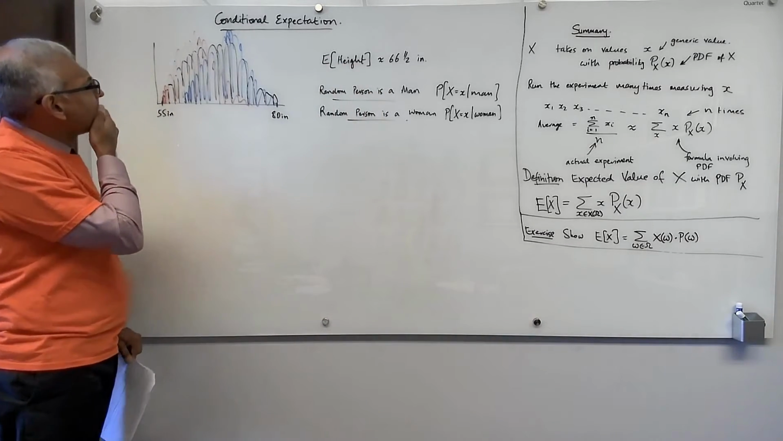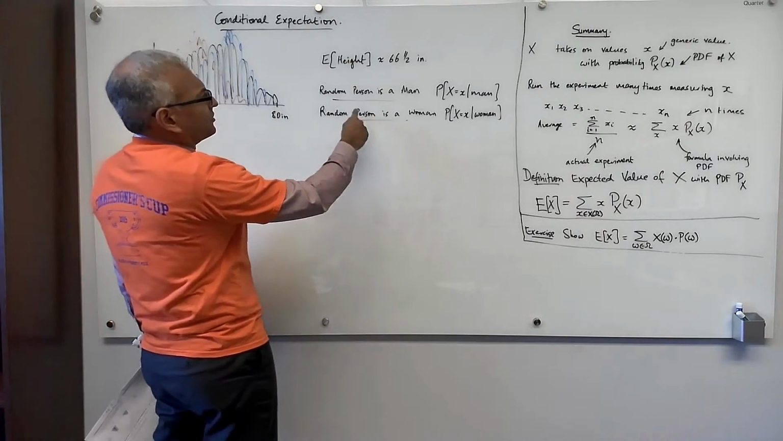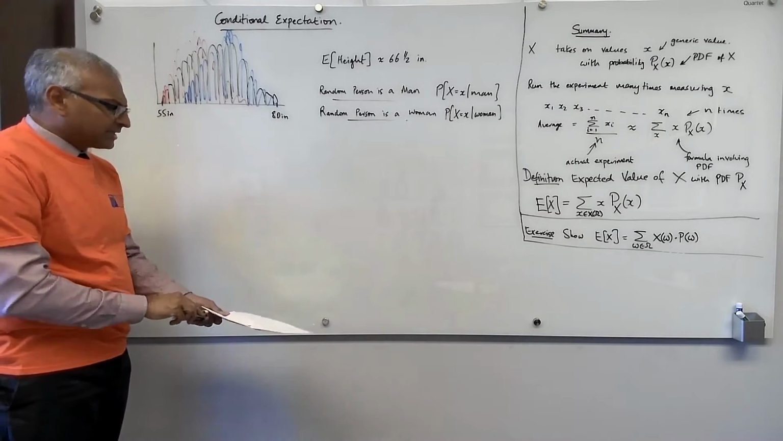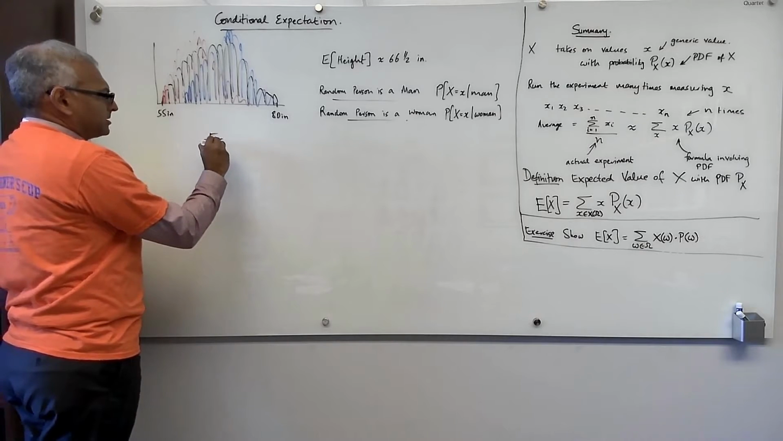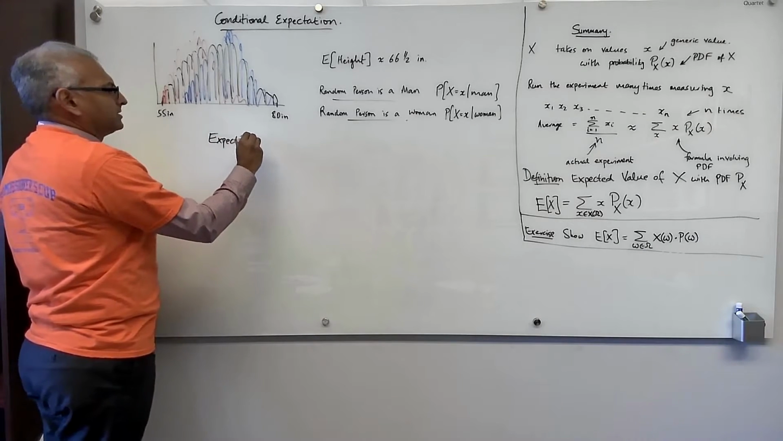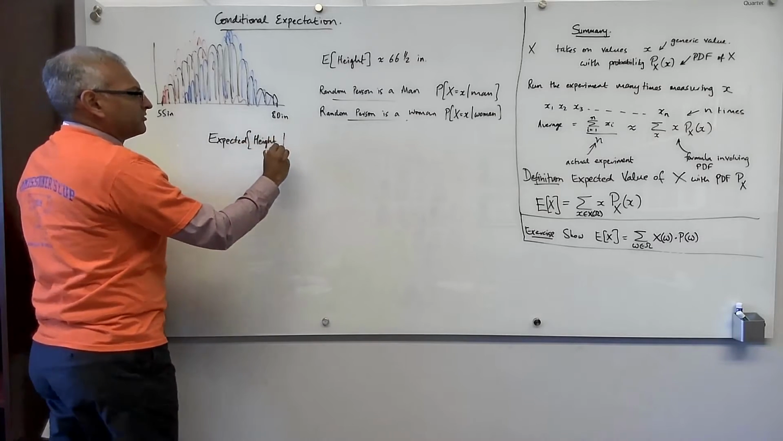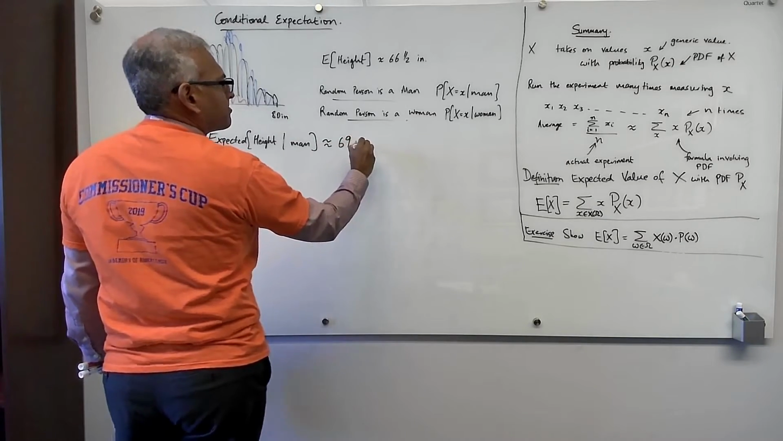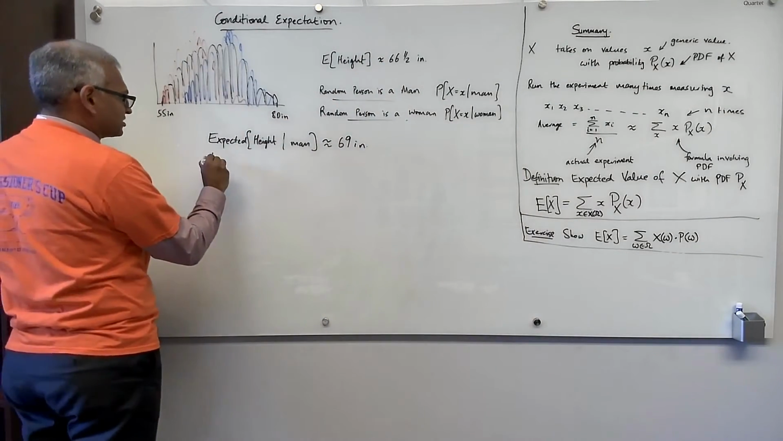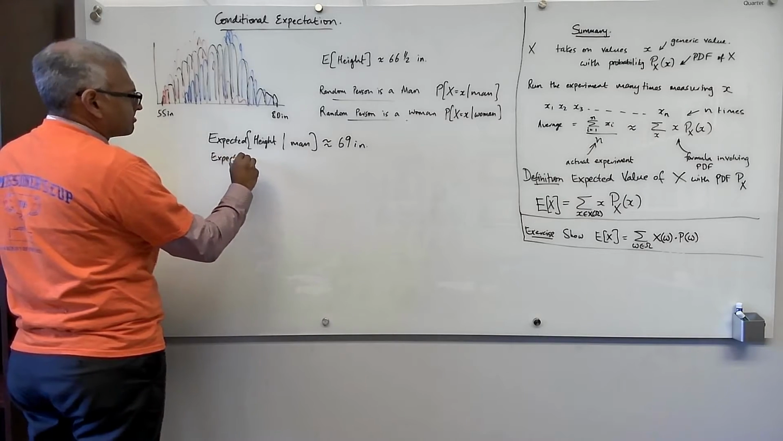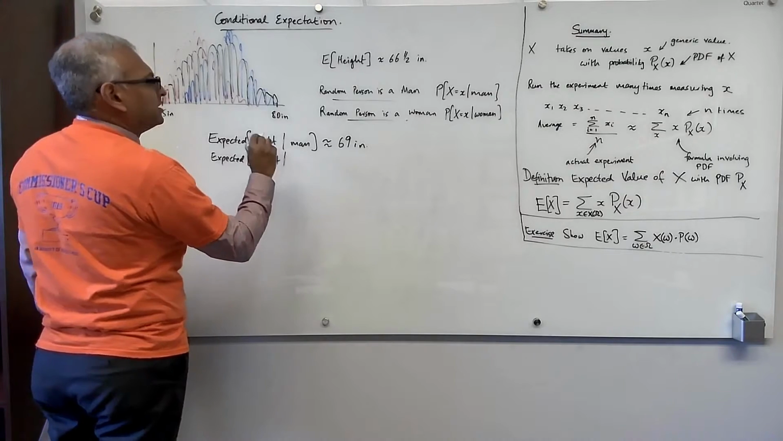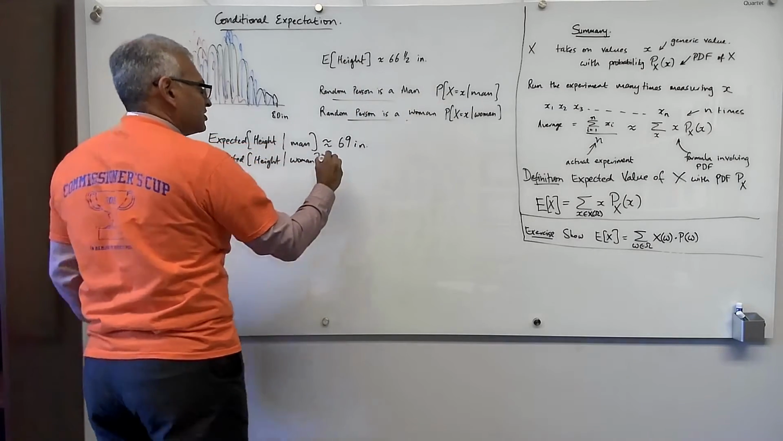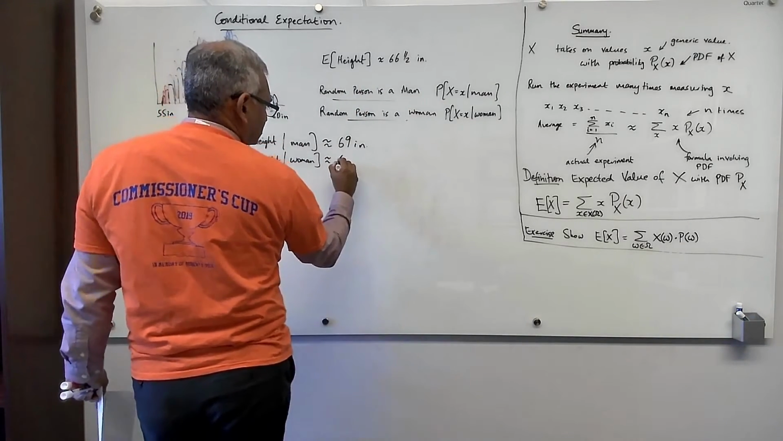Now, we can ask, if the random person is a man, the expected height is slightly higher. The expected height given man is approximately equal to 69 inches. So it's slightly higher than the average among all people. And the expected height given woman is slightly lower than 66.5. It's approximately equal to 64 inches.